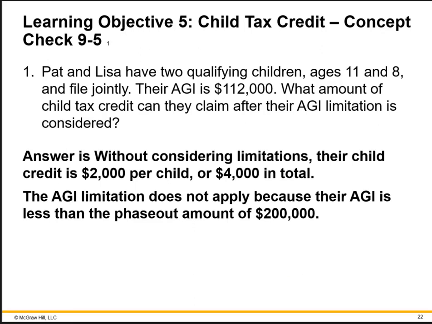So another example. Pat and Lisa have two qualifying children, ages 8 and 11, and file jointly. AGI 112, well under the threshold. What's their credit? Without considering the limitation, the child credit is $2,000 per child, $4,000 in total. AGI limitation does not apply. We're assuming that they have tax liability, so it could be refundable, all of that or cover their liability.